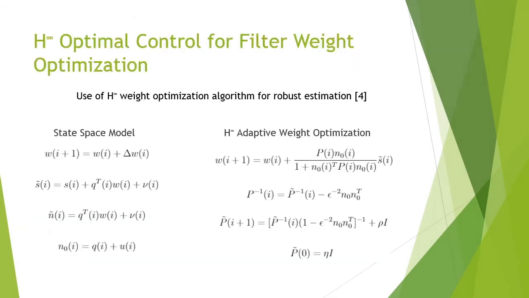H-infinity optimal control methods have been proposed for the optimization of the filter weights due to their ability to handle model uncertainties. Here I present the state space model which the signal S follows, as well as the weight optimization algorithm itself. In the weight optimization, P is the noise covariance, which is updated iteratively. So no previously known characteristics of the noise are necessary since this updates by itself.